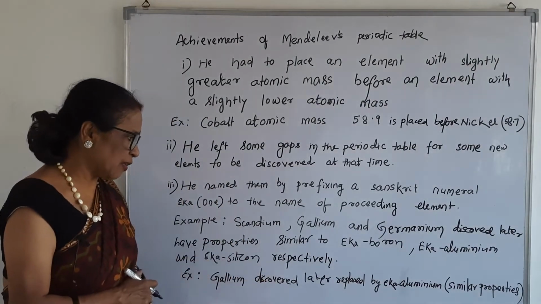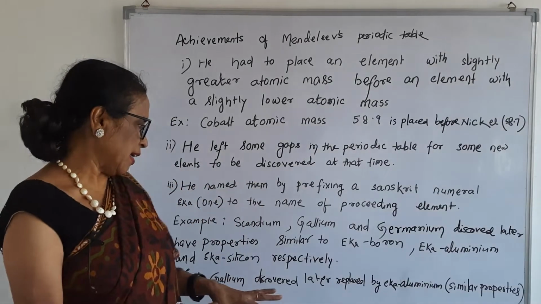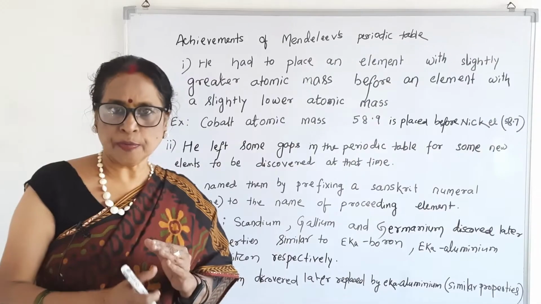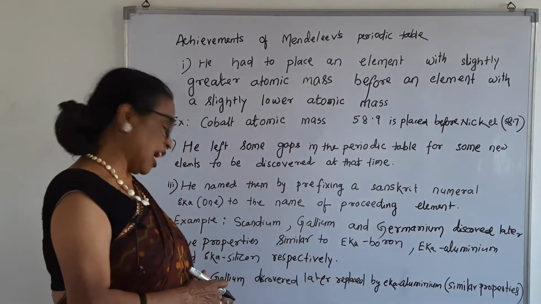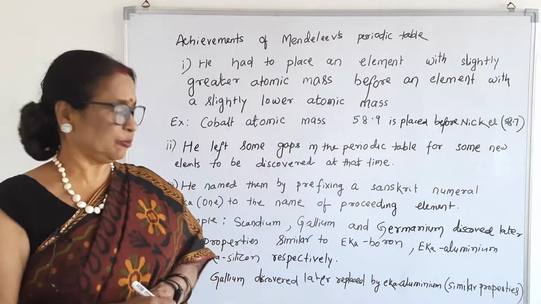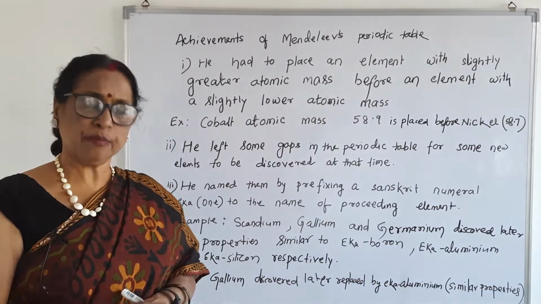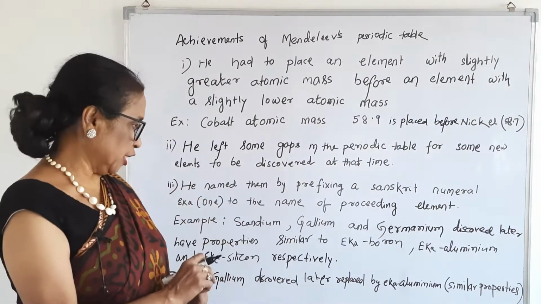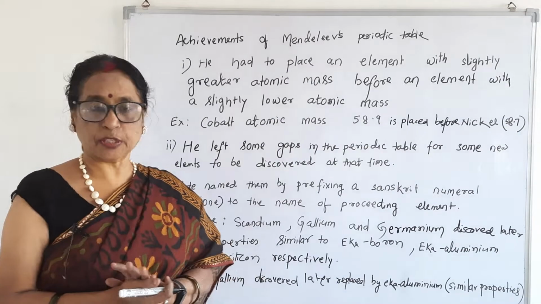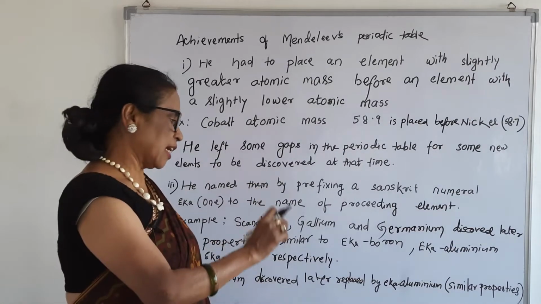Gallium was discovered later and replaced eka aluminum, having similar properties. That means eka aluminum and gallium are the same. But before the discovery of gallium, he put the name eka aluminum in that place. Are you clear? Eka is a Sanskrit digit, and eka aluminum has similar properties to gallium. That is why gallium was put in, replacing eka aluminum.